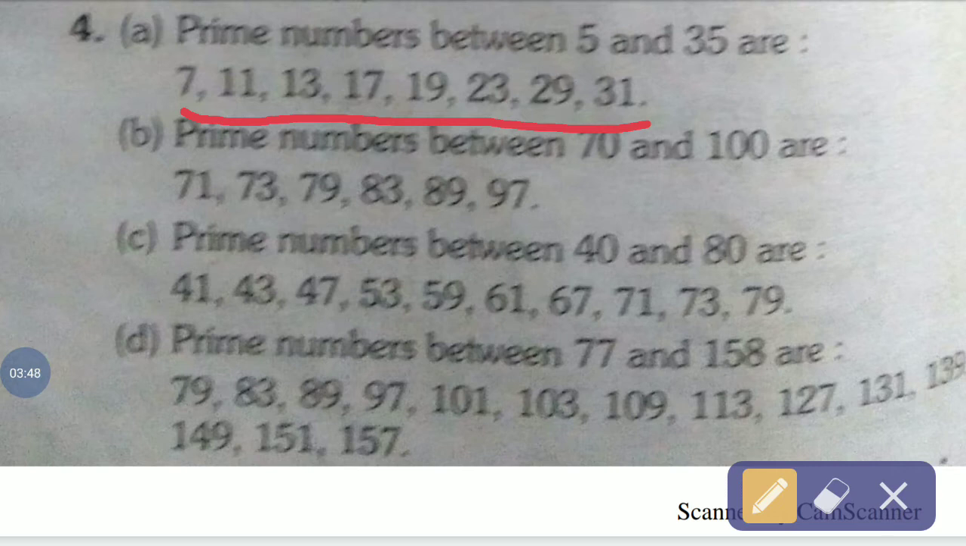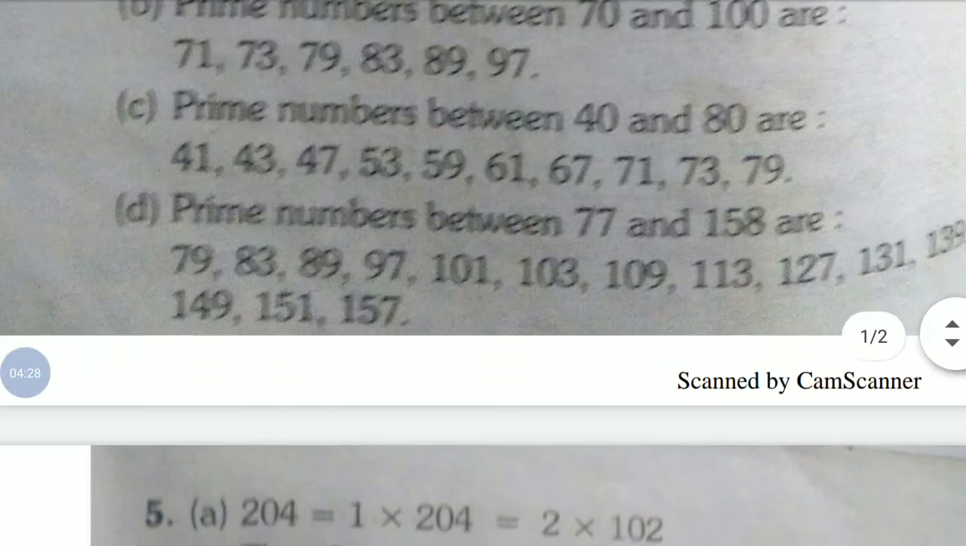In the previous pages you have one activity also. So if you do that activity, it will be easy for you. It is given on page number 63, finding prime numbers. So 7, 11, 13, 17, 19, 23, 29, 31. These are the prime numbers between 5 and 35. Here there is no other step to find out, you should know it. If you do that activity, it will be easy for you. Here I have given all the prime numbers between whatever numbers are given, that you can write or you have to search.